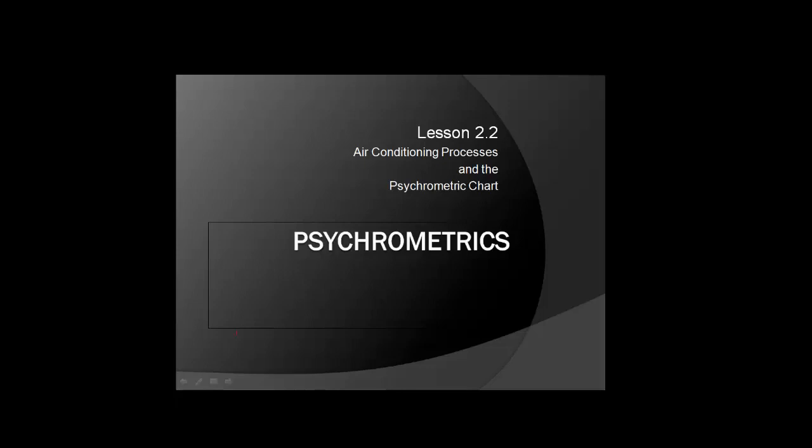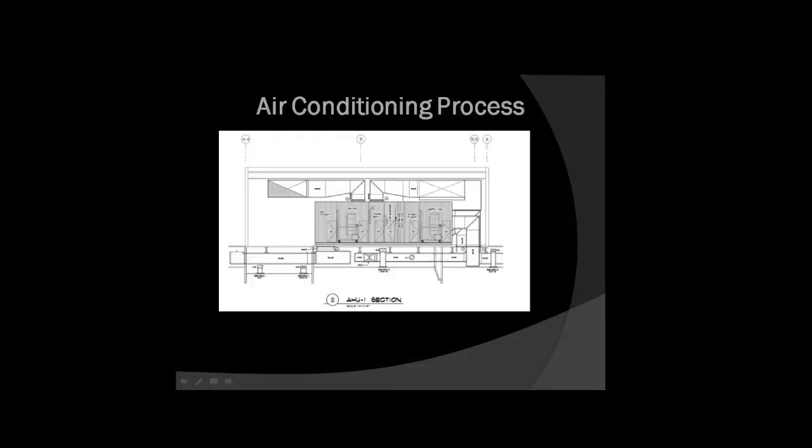Psychrometrics Lesson 2.2: Air Conditioning Processes and the Psychrometric Chart. The purpose of air conditioning equipment is to change the condition of the air from some entering condition to a leaving condition. We refer to this change of condition in the air sample as a process.